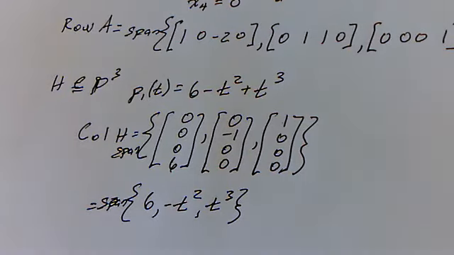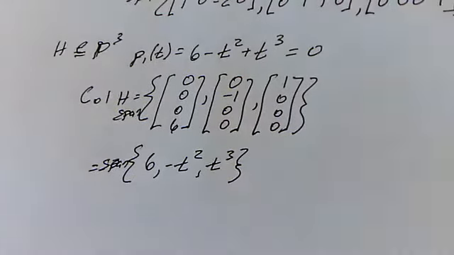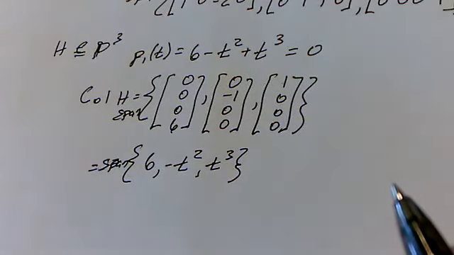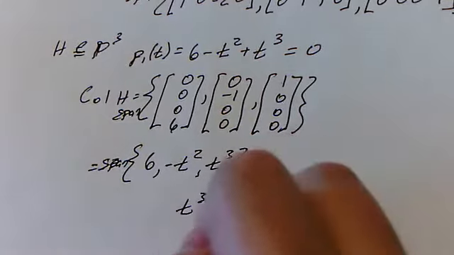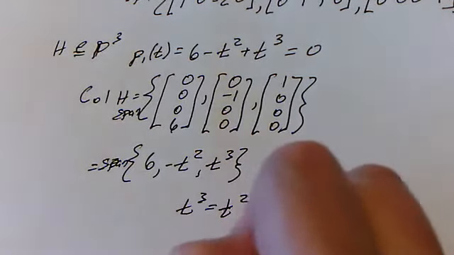Now my null space, I'm setting this equal to 0. So imagine setting that equal to 0 then. Solve for one of your variables. So I'm going to solve for t cubed because it's positive. So I have the equation then t cubed is equal to positive t squared minus 6.